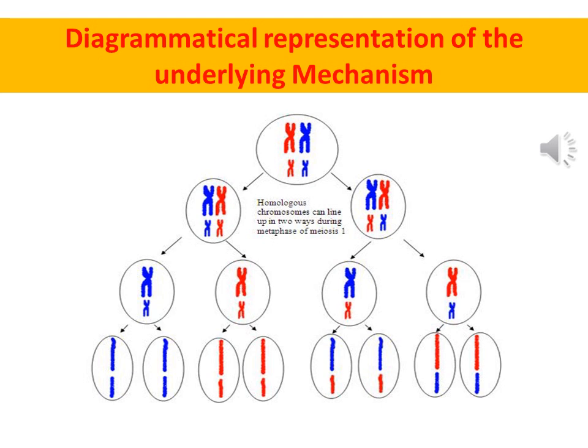This is what happens during meiosis. You see homologous chromosomes lying in two ways at metaphase 1 of meiosis 1. Here they lie in two different ways at the equator of the cell. Then on segregation, during gamete formation, we have four different gametes from two chromosomes.